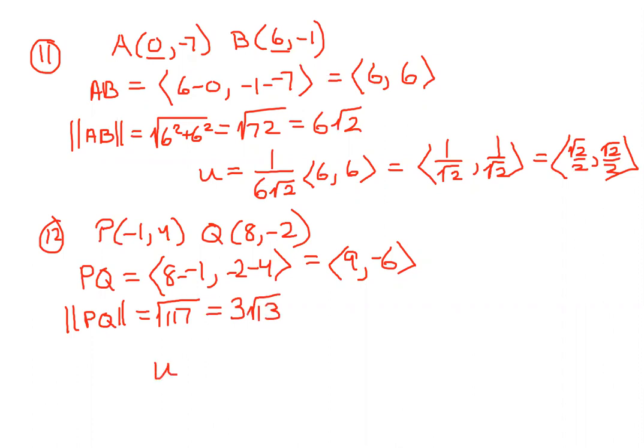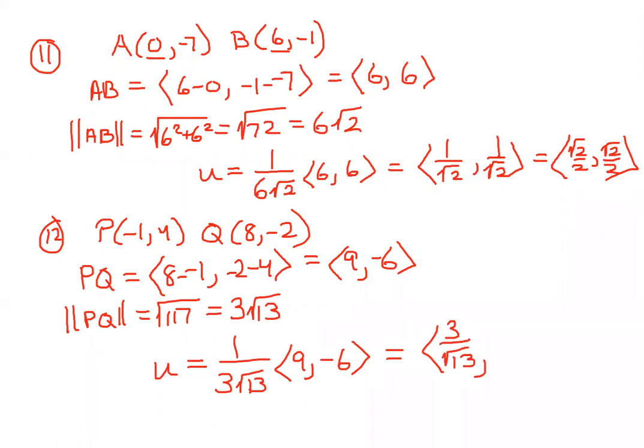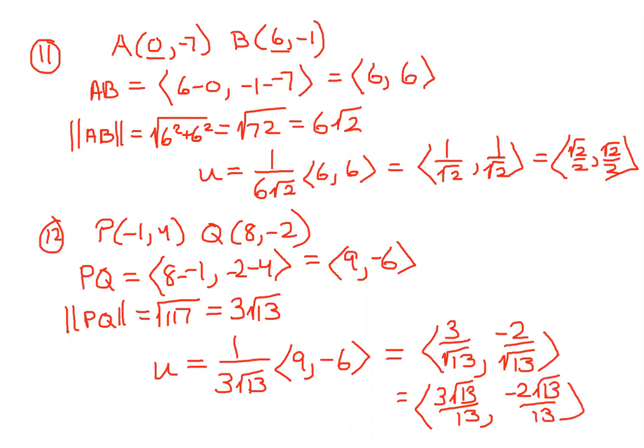So our unit vector is 1 over 3 times the square root of 13 times 9, -6. I'm going to do this all in one step here. The 3 goes into 9 3 times, and 3 goes into -6, -2 times. And rationalizing the denominator, we get 3 times the square root of 13 over 13, and -2 times the square root of 13 over 13. And that is our answer for number 12. So those are unit vectors, and how you find unit vectors given any vector.